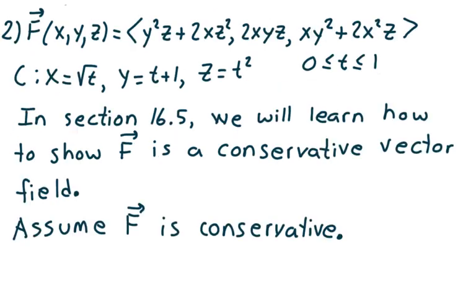Okay, let's take a look at example 2. It's a slightly harder example, and it's a function of 3 variables this time. So f of xyz is equal to the vector field where the first component is y squared z plus 2xz squared. The second component is 2xyz, and the third component is xy squared plus 2x squared z.